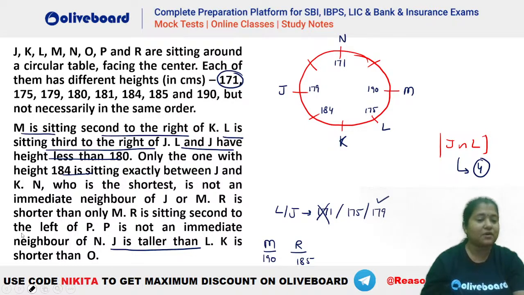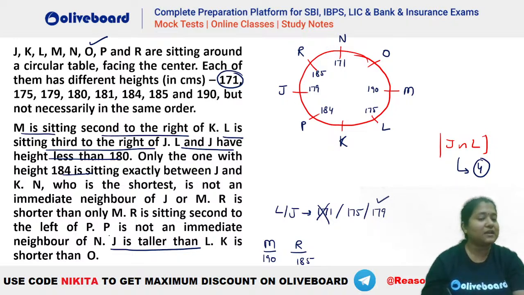So what is given about him? It is given R is second to the left of P. So that means R is second to the left of P will be like this. So now you can see R was 185 will be like this. So we are getting this kind of arrangement. Now who is the only person remaining? You can see the only person remaining is O. So O will be this person here. Okay. So we have got the arrangement.